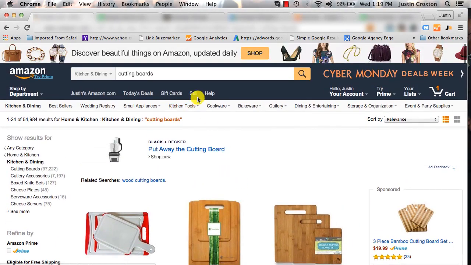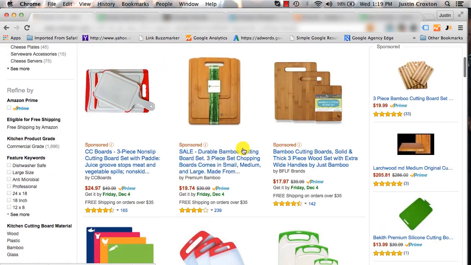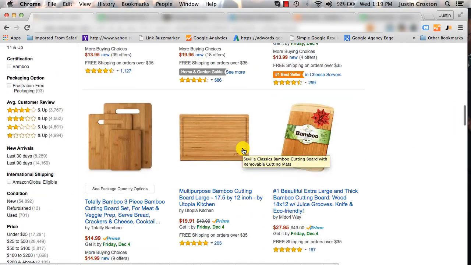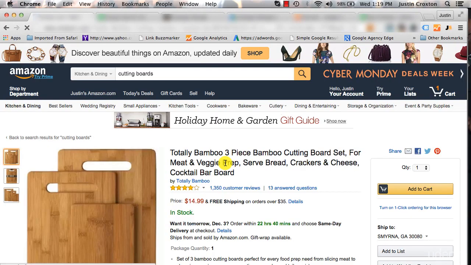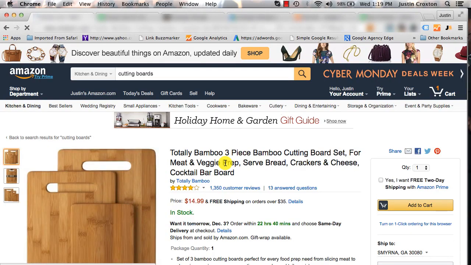So let's go here to cutting boards. You have cutting boards here. There's some really, really great pictures here. I want to go to these guys over at Totally Bamboo because I just think they do a great job with their images. The first thing that I was going to mention is if you want to get more clicks, you have to have great images.